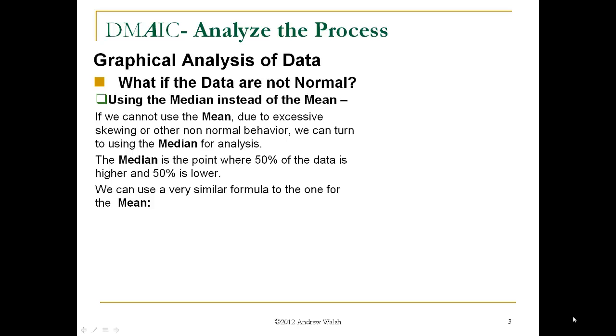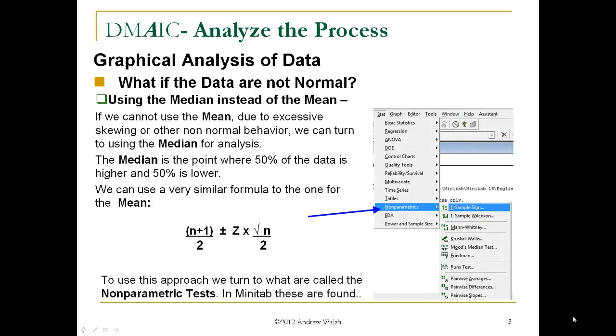So what if the data are not normal? Using the median instead of the mean. If we cannot use the mean due to excessive skewing or other non-normal behavior, we can turn to using the median instead for analysis. The median, again, you should remember, is the point where 50% of the data is higher and 50% is lower. We can use a very similar formula to the one that we use for the mean. This is n plus 1 divided by 2, plus or minus the z-score times the square root of n divided by 2. To use this approach, we turn to what are called the non-parametric tests.